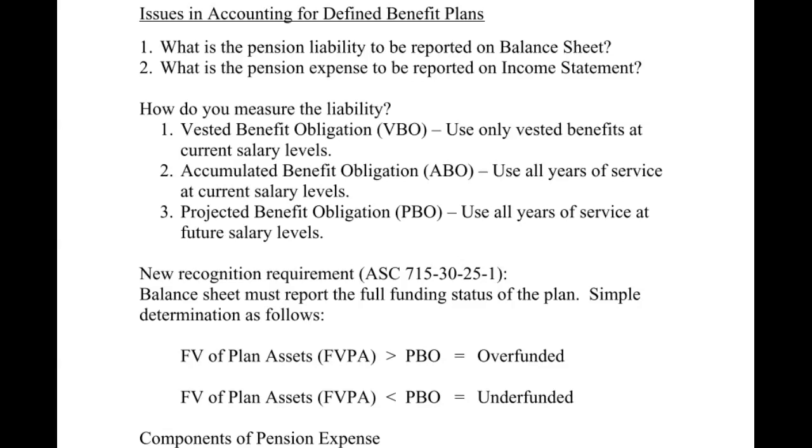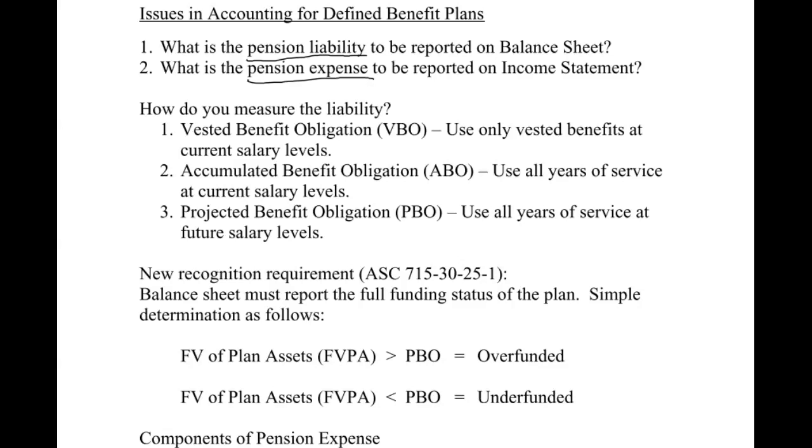So our two main issues that we deal with are: what is the pension obligation, if any, and what is the pension expense? Just technically, it could be a pension asset or a liability. Usually, it's an obligation or liability. We'll talk about that in a second. And then, what is the pension expense that we're going to put on the income statement?